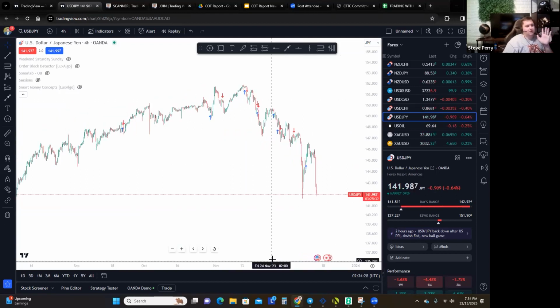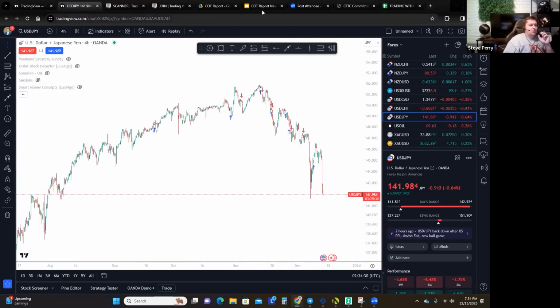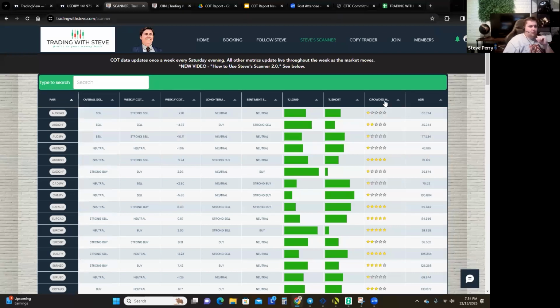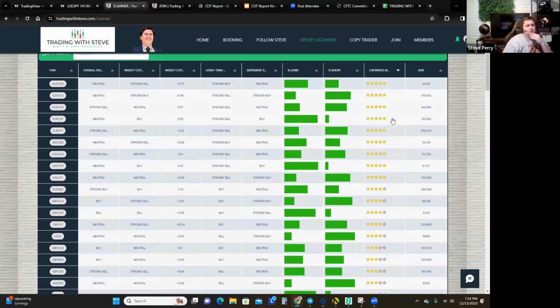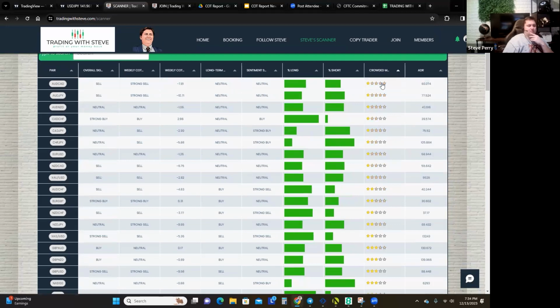Okay, what else do I want to mention with that? So when you go to the scanner and you filter by the crowded market indicator over here, it rates it out of 5 stars. Anything that has, like these ones, 1 out of 5 stars, that means the market's not crowded. That means the banks don't really have a huge position on these.